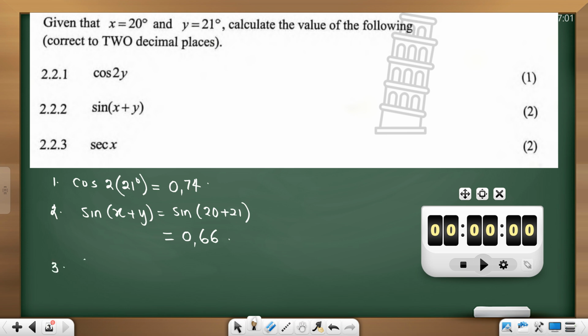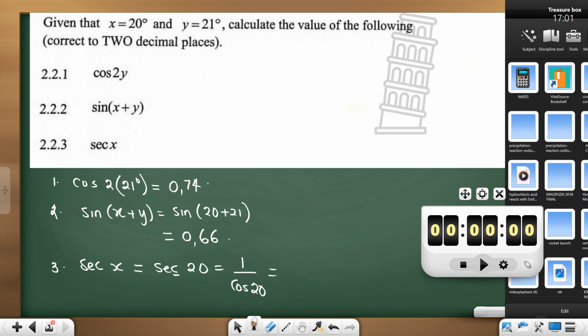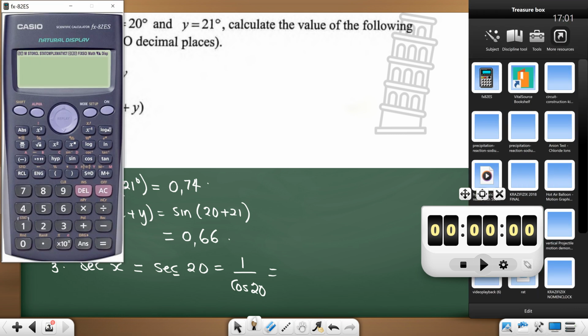And number 3, sec x. I told you to use the third letter. By the way, this is sec 20. Now, if you look at the third letter, it's a C, which means it's a cos. So it is 1 over cos 20. Go to your calculator again, 1 over cos 20. And that will give us 1.06.